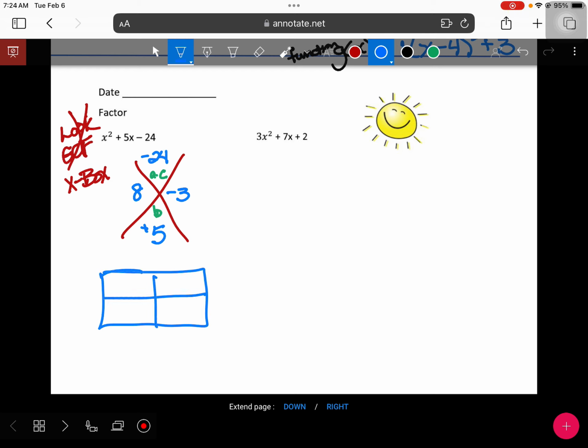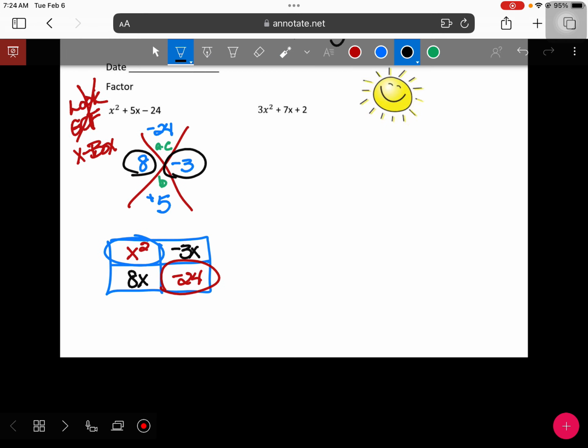What goes in the upper right-hand corner? X squared. What goes in the bottom right corner? Negative 24. And the middle muddle are the 2 things that you just found multiplied with X. So 8X and negative 3X. Now, if you put them in reverse order, you'll get the same final answer, but there'll be one at the top and one on the side and different from mine.